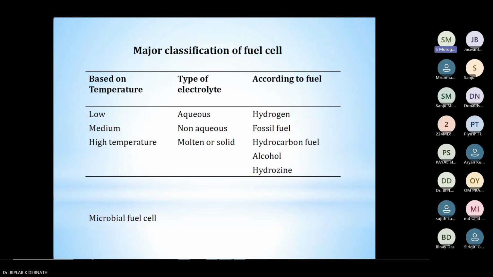Based on the temperature, fuel cells can be classified as low temperature, medium temperature, and high temperature fuel cells. According to the type of electrolyte you use, it may be aqueous or non-aqueous, and molten or solid electrolyte fuel cell. According to the fuels we use, it can be a hydrogen supplied fuel cell or a fossil fuel based or hydrocarbon based fuel cell. And of course, alcohol fuel cells are also there. Then some people use hydrogen as a fuel. In addition to all these, nowadays a separate fuel cell called the microbial fuel cell is also emerging. Next.